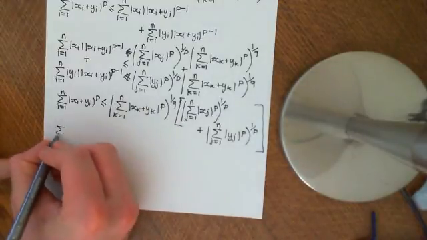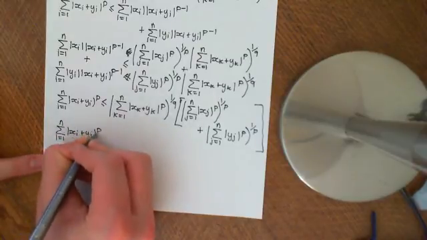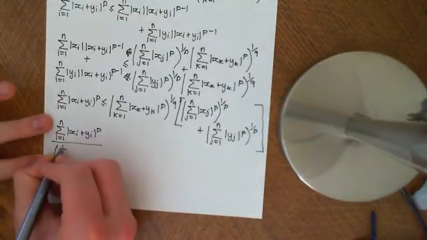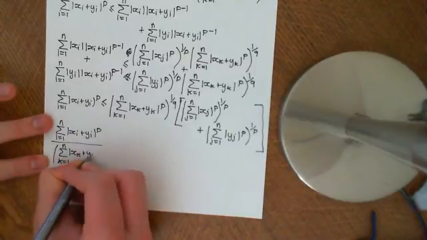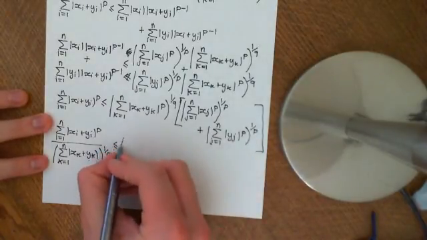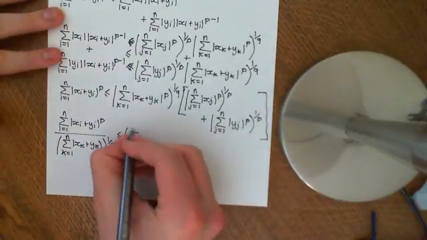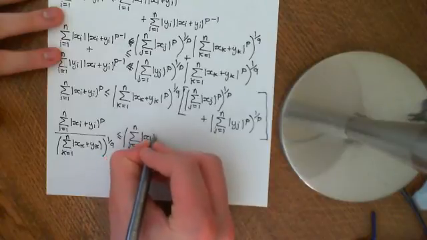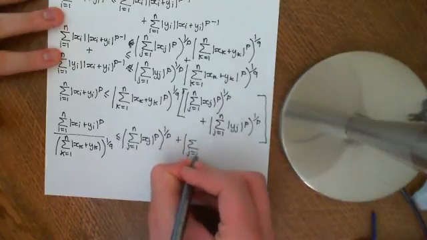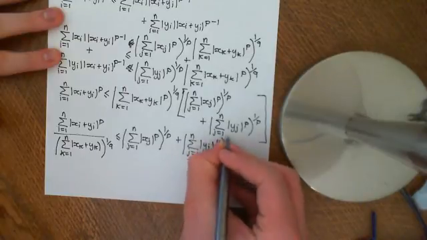So we get that the summation i equals 1 to n of the modulus of x_i plus y_i to the power of p, divided by the summation k equals 1 to n of the modulus of x_k plus y_k, all of that to the power of 1 over q, is less than or equal to this great big thing in the brackets here: the summation j equals 1 to n of the modulus of x_j to the power of p, to the power of 1 over p, plus the summation j equals 1 to n of the modulus of y_j to the power of p, all of that to the power of 1 over p.